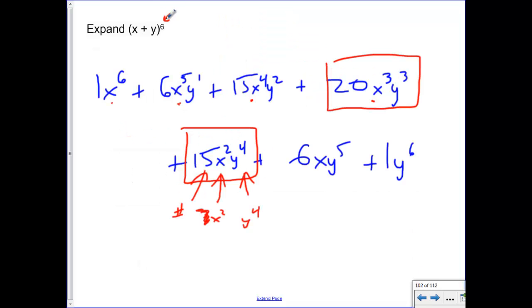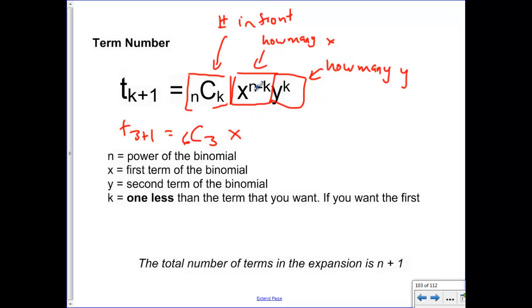Wait, why is it 6? 6 because this exponent up here was 6. I'm going to do it in a second here when we do it with 7. We'll get to that in a bit. Then x is to the power of 6 minus 3, and then y is to the power of 3.